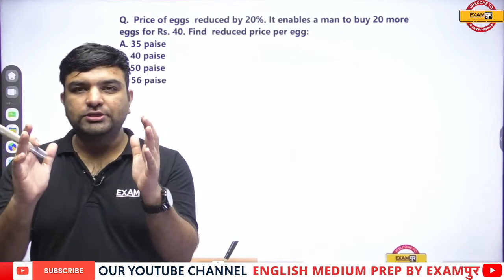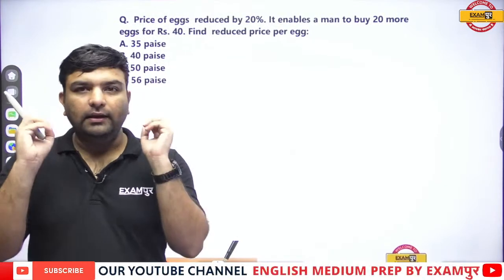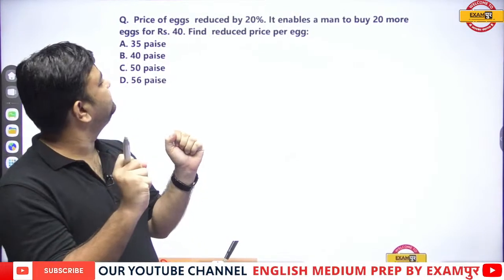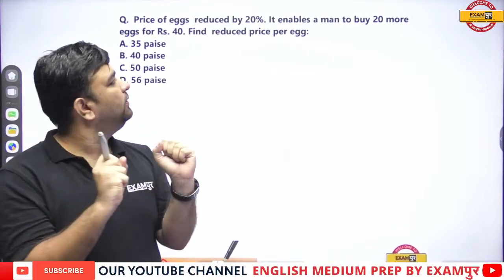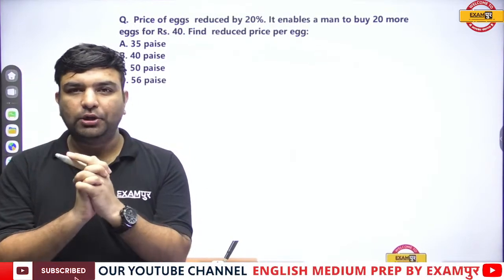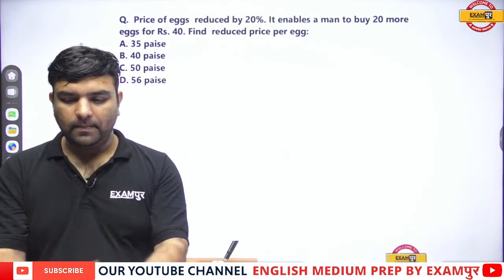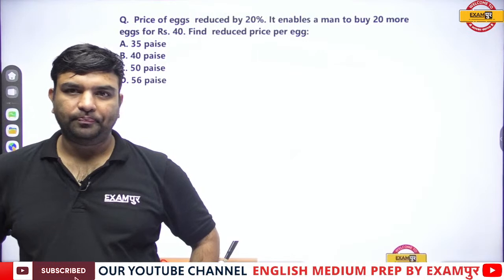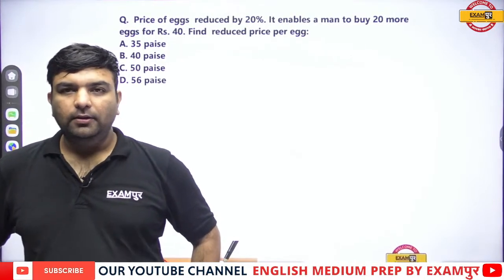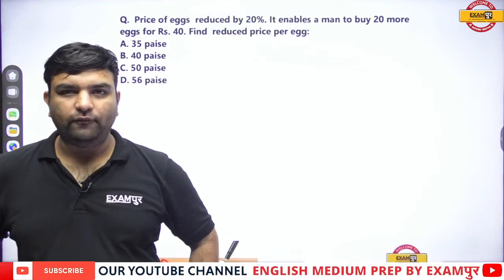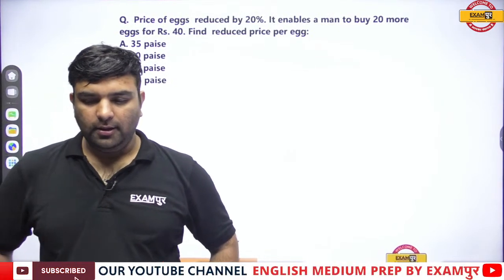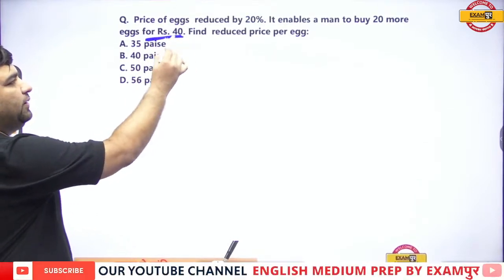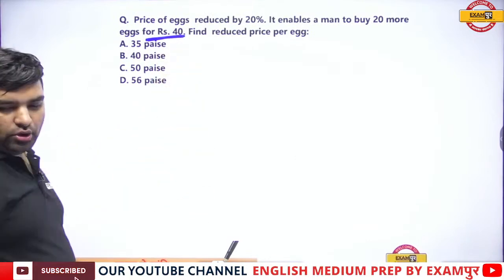Price of the egg reduces by 20%. It enables a man to buy 20 more eggs for rupees 40. Find the reduced price. Guys, is expenditure constant or not? Initial expenditure was also 40. Final expenditure is also 40. So expenditure is constant.